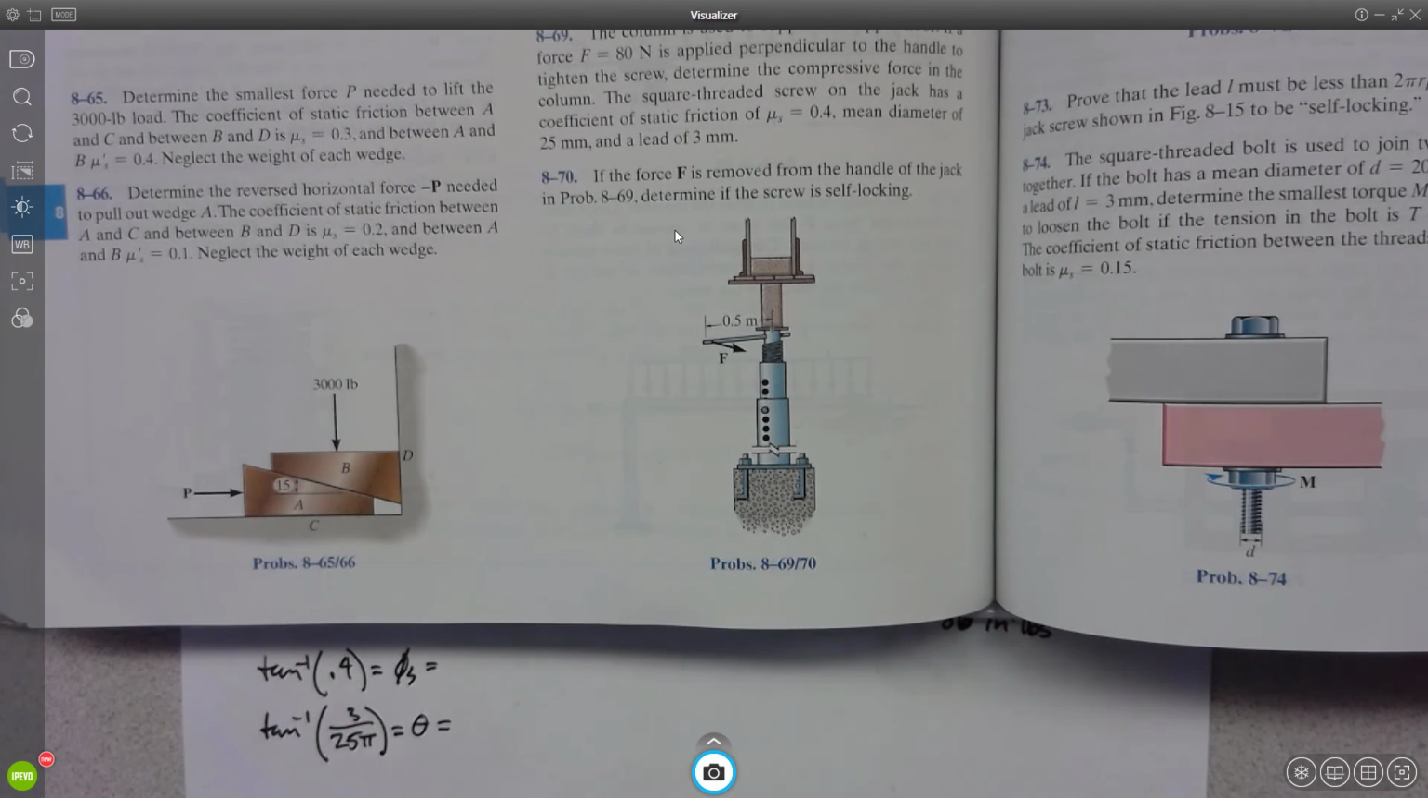Daniel, what'd you get for phi static and theta? For the static, I got 21.8. Okay. Theta, I got 2.18.